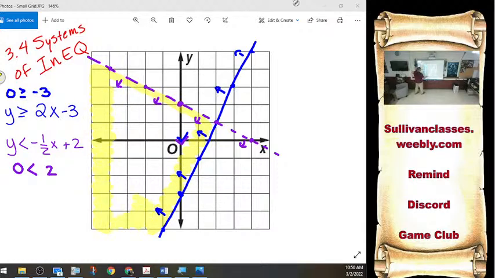I like that color. What did I say? Here. Okay?